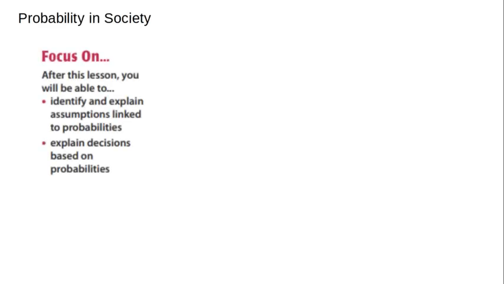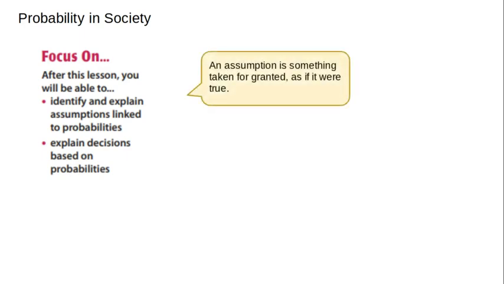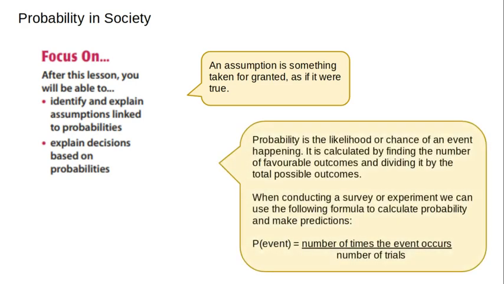Probability in society. After this lesson, you should be able to identify and explain assumptions linked to probabilities and explain decisions based on probabilities. An assumption is something taken for granted, as if it were true. Probability is the likelihood or chance of an event happening.